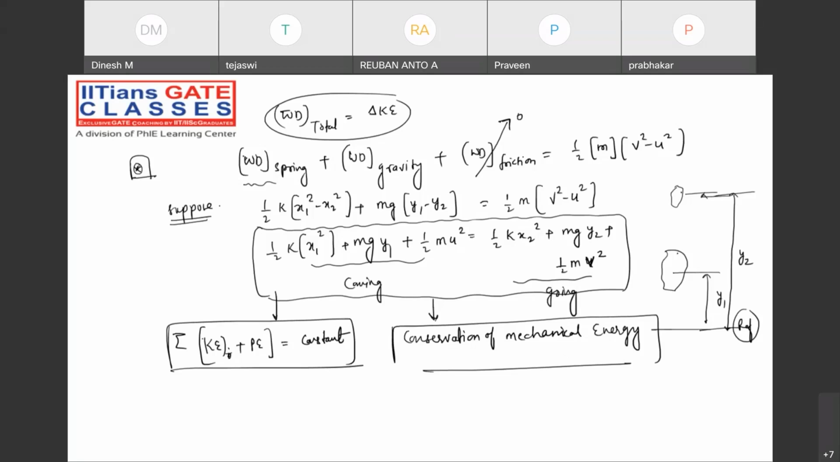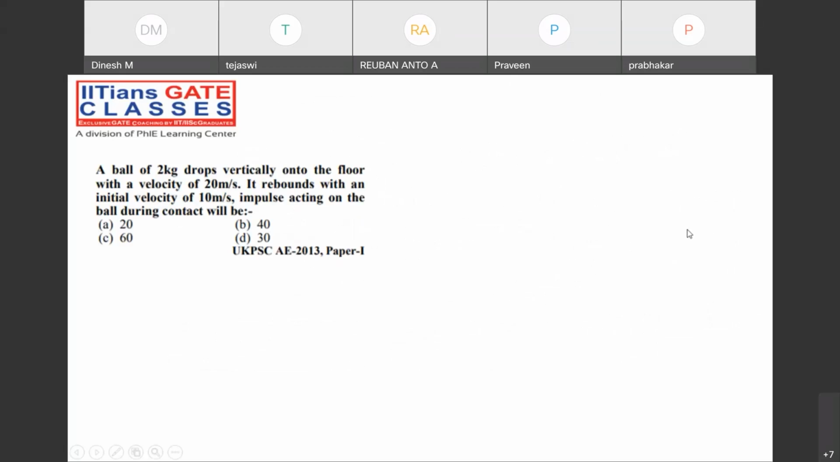Is it done? Once we solve the numerical, things will be clarified. Now you should know the difference between the work energy theorem and conservation of mechanical energy. Both are different things. When the friction force is zero, then only both will be the same thing. Now, here we have the question. Before that, suppose this was question number 1 from the work energy theorem. Note down question number 2, which I am talking about right now.